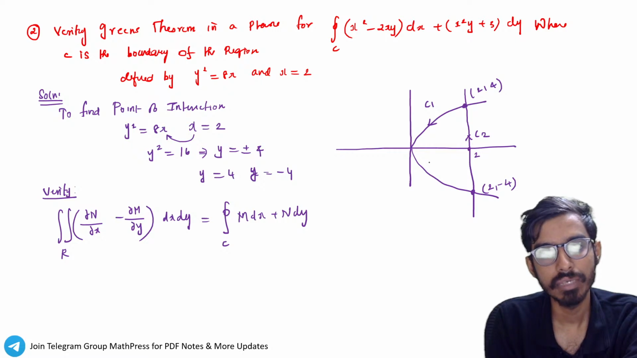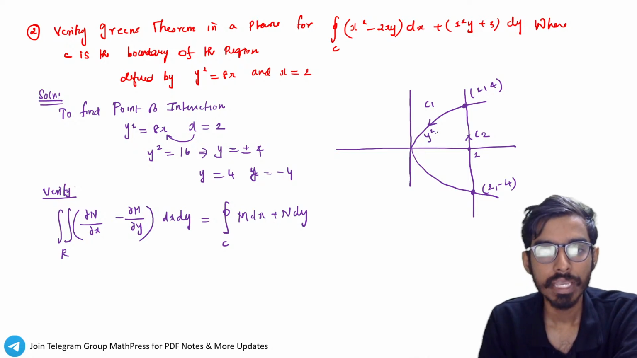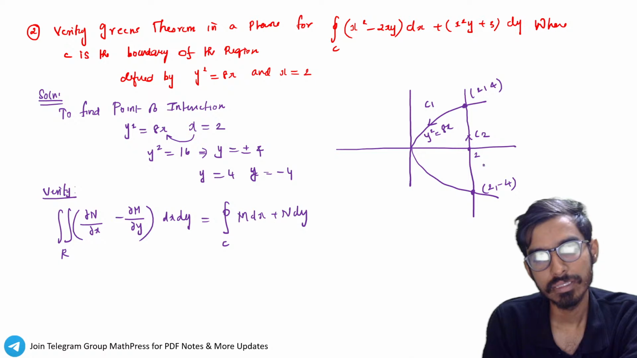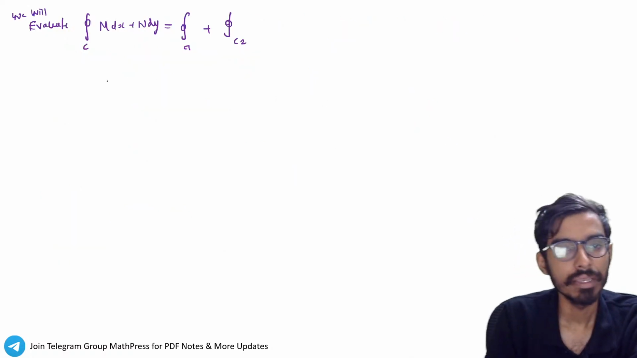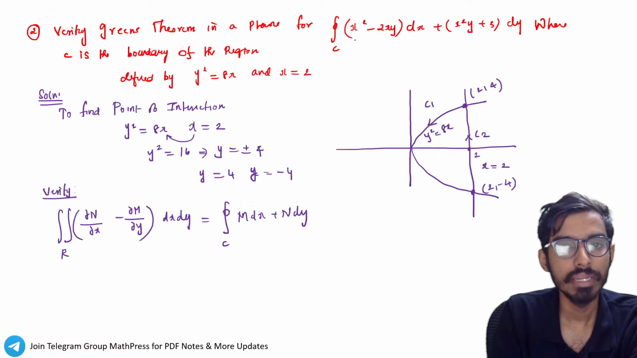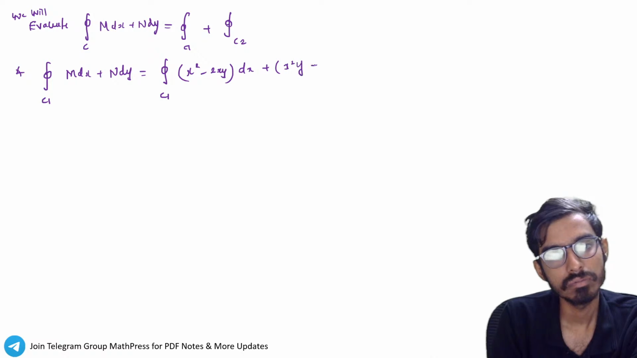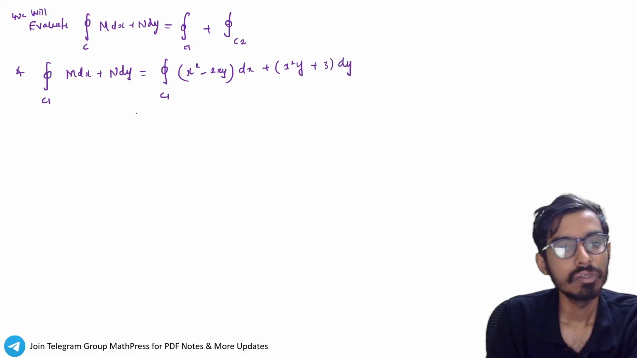So what I'm doing is C1 is this entire curve parabola and C2 is this line, right? So this is the curve y square is equal to 8x and this is the line x is equal to 2. Okay. So first we will evaluate integral over C1 of m dx plus n dy. So what is m dx plus n dy? It is x square minus 2xy dx plus x square y plus 3 dy, right?